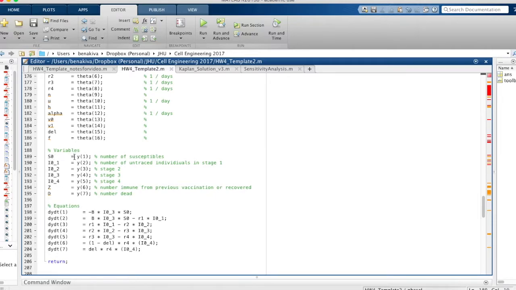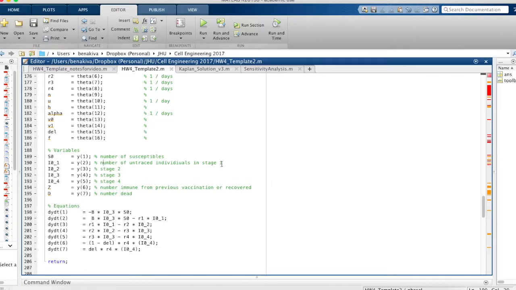So the first one is S0, which is the number of susceptibles. Again, these are all the same as the letters that are used in the paper. So if you're confused about what different variables correspond to in the code, I would again look at the paper.